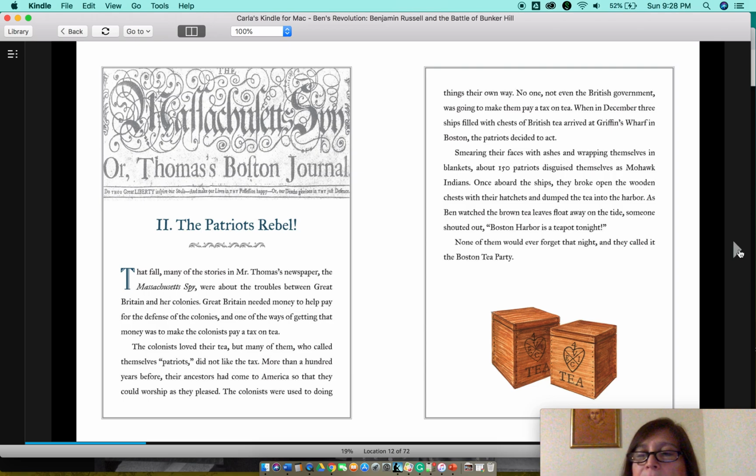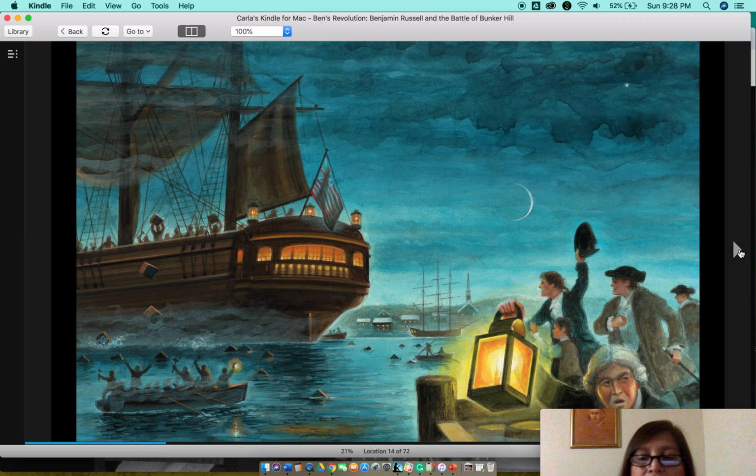So in the next page, you're going to see an illustration. And you can see here, they're dropping the boxes of tea here. And here you can see their hatchets, and they were dressed as Mohawks. We can't see that so near. So this is a really good illustration of the Boston Tea Party.